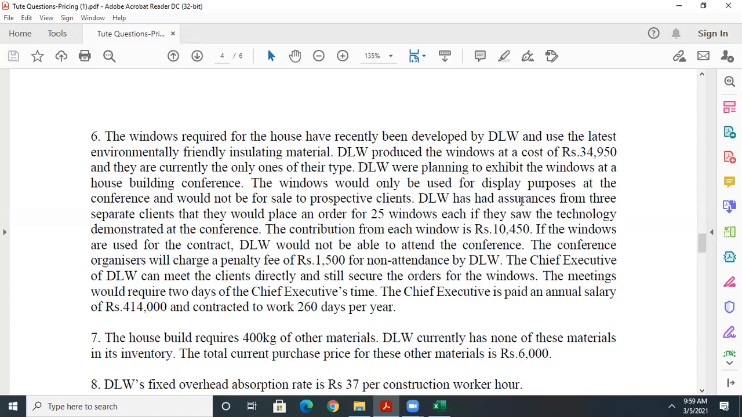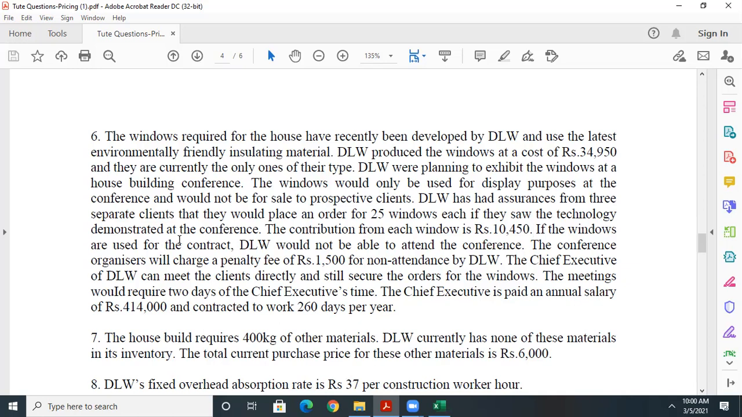Right? The DLW has had assurance from 3 separate clients that they would place an order for 25 windows each if they saw the technology demonstrated at the conference. එතකොට DLW assurance එකක් දීලා තියෙනවා customers ලා 3 දෙනෙක්, මේ විදිහේ Windows 25ක් මිලට ගන්නවා කියලා. මේ conference එකේ මේක දැක්කට පස්සේ ඒ customers ලා clients ලා satisfied නම් order එකක් place කරනවා 25 windows වලට කියලා. The contribution from each window is rupees 10,450. මේ contribution එක මේ එක window එකකින් හම්බ වෙනවා ඔයාලට 10,450ක්. So therefore the variable cost may be around 25,500 or something.